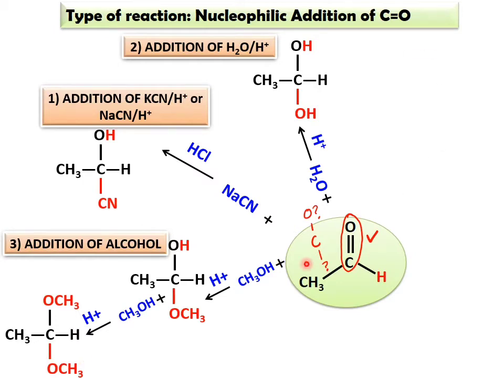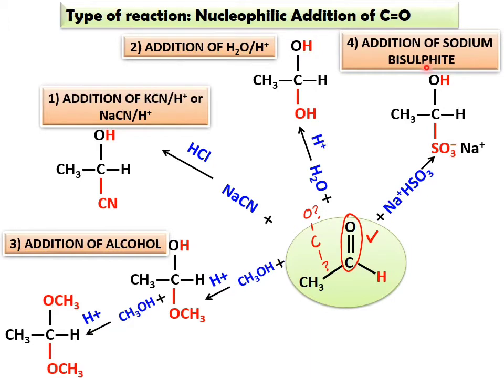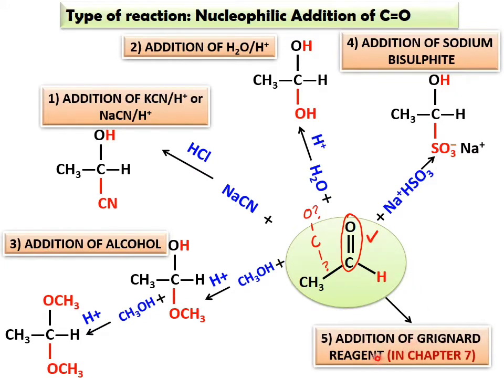Okay. And then number 4, kita ada addition of sodium bisulfite. Dekat sini ini kita punya reagent sodium bisulfite. So apa yang berlaku dekat sini? Awak akan masukkan hydrogen dekat O dan SO3 minus Na plus dekat carbon. Like this. Okay. And then number 5, kita ada addition of Grignard reagent to carbonyl compound. This one we already learned in chapter 7. So saya takkan ajar sekarang lah. Boleh ya?